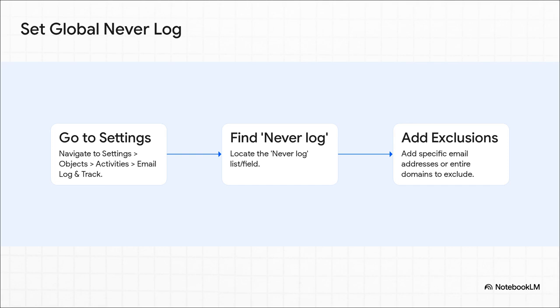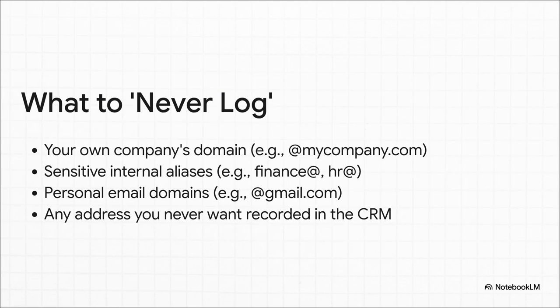For admins, the path is the same one we were just at: settings, then objects, activities, and then the email log and track tab. In there, you'll see a text box labeled never log. This is where you can pop in specific email addresses or even entire domains to automatically block them from ever being saved to the CRM. So what should go on this list? Well, first, definitely your own company's domain. This stops all that internal back and forth from cluttering up your CRM. You should absolutely add sensitive aliases like finance or HR, and you should really think about blocking common personal domains to keep non-business chats out. It is such a simple, powerful step for way better data quality.